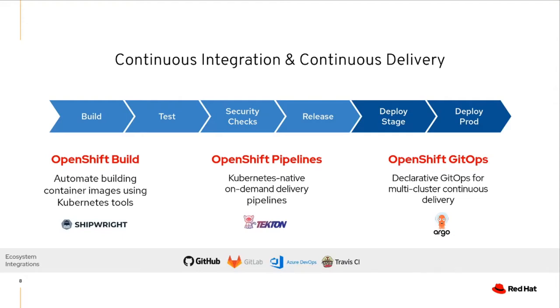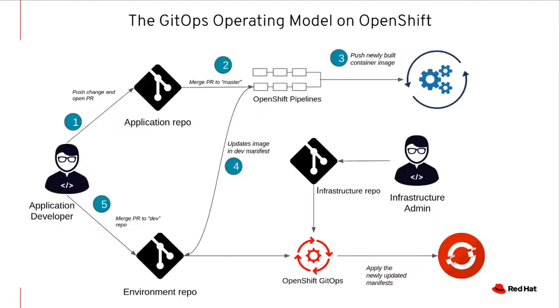Before we saw the application delivery model on OpenShift, let's take a look at the operating model on OpenShift as well. Here, in general, the GitOps operation model looks like this, where the application developer can push a change and open a PR either way into the application repo. This will trigger OpenShift Pipelines, a CI/CD pipeline, which will build the application, and it may or may not push a new container image into the registry. The pipeline updates the image manifest inside of the environment repo.